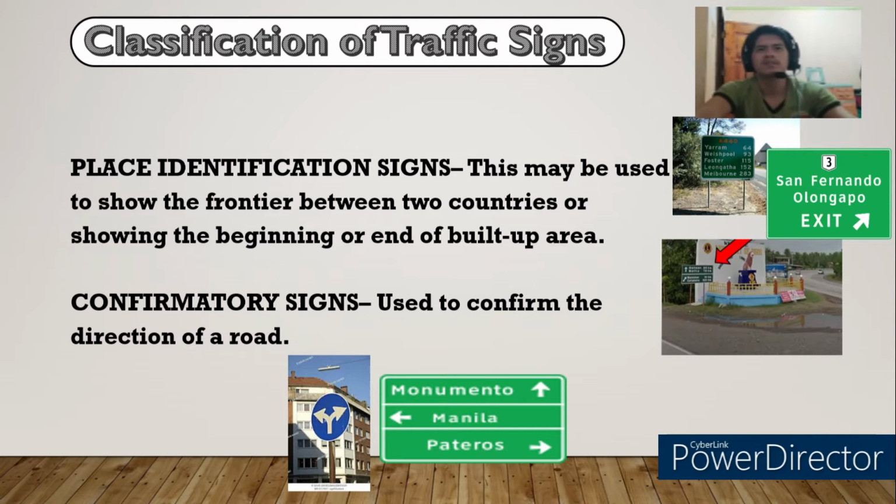Next is the confirmatory signs. Confirmatory signs are used to confirm the direction of a road. These signs assist us in knowing where to go, such as whether to turn right or left. Also, they confirm where the city directions are. The examples are in the picture.